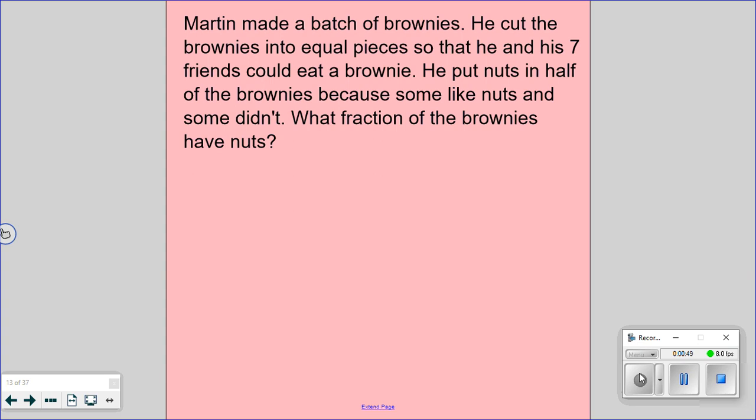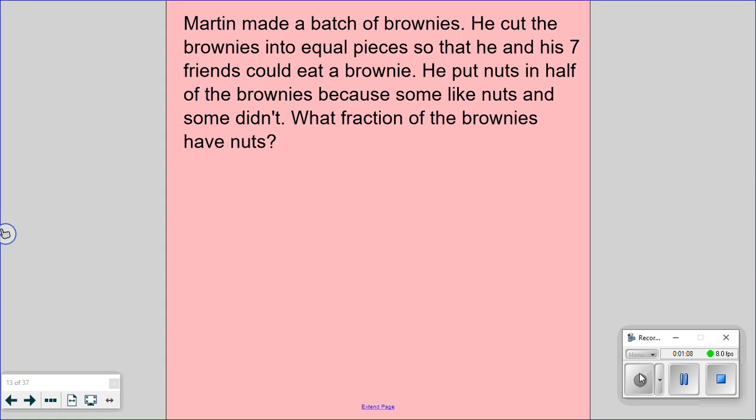It tells you in the story. If you're not sure, go back in that story. How many brownies is each friend getting? Marley? They're just getting 1 brownie. They're getting a brownie each. So far, so good? Alright, so he made a batch of brownies.